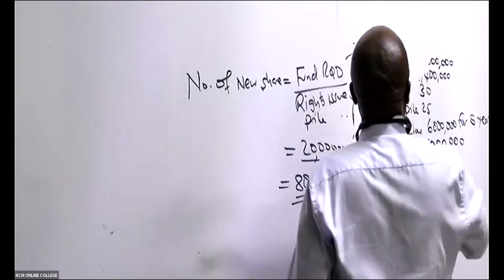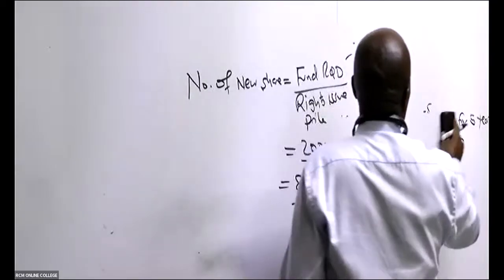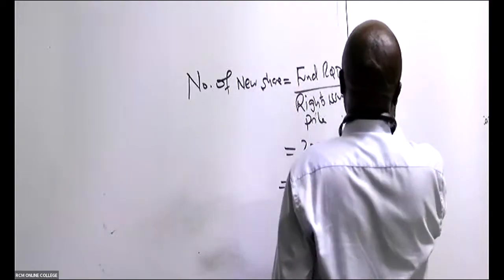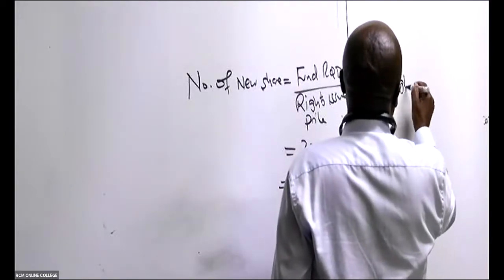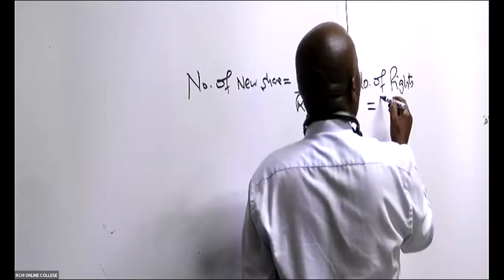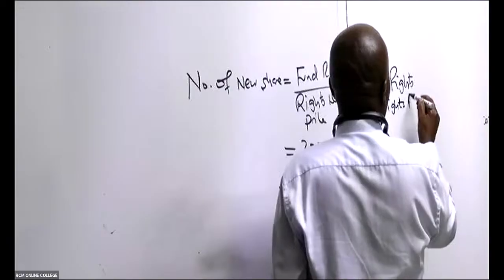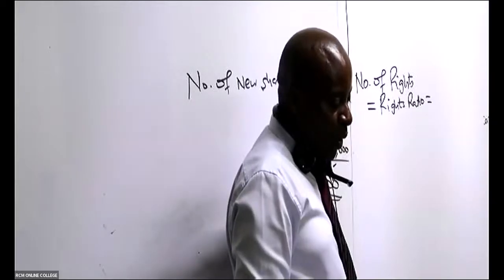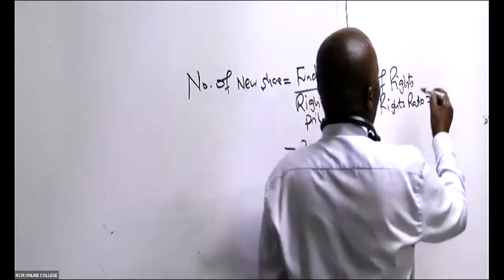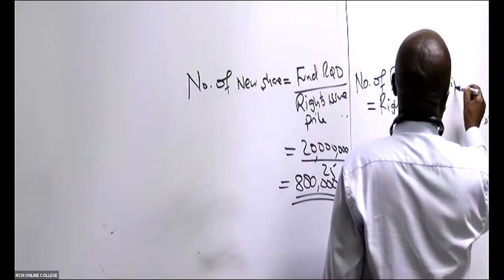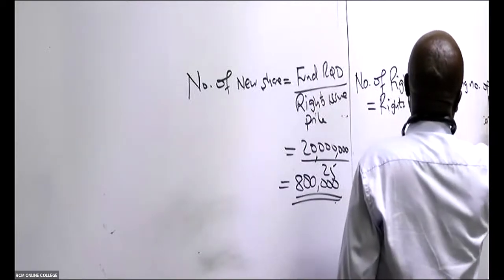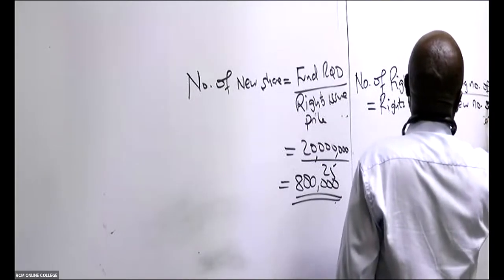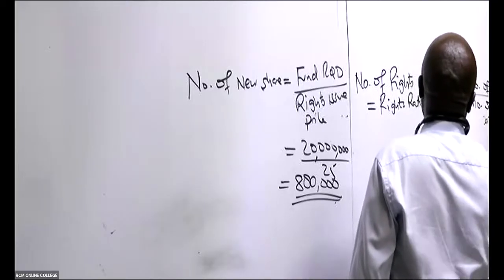How do we get number of rights? Very easy. Easy peasy. This number of rights, we also call rights ratio. To get the rights ratio, we normally take the existing number of shares, all over the new number of shares.